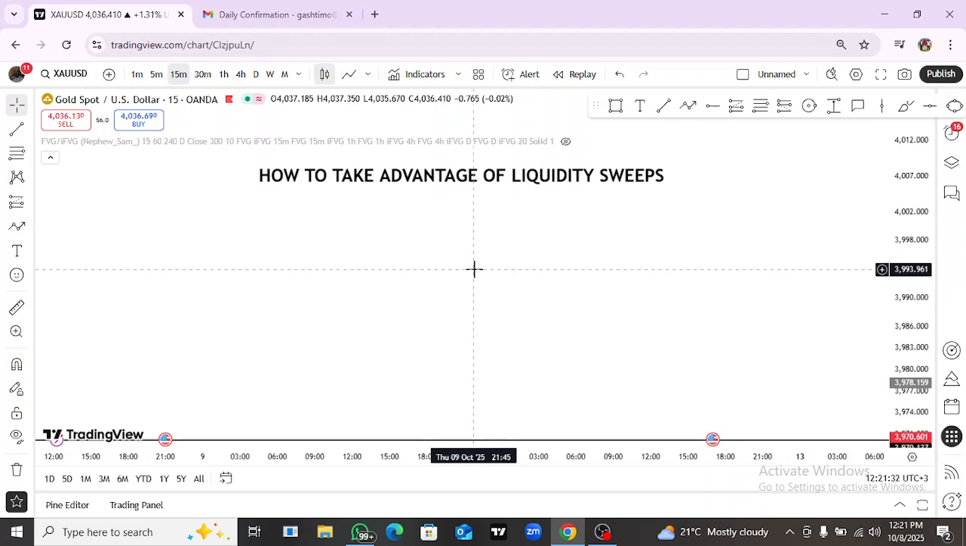We have the retailers, then we have the whales. The whales will make sure that they have manipulated the retailers in order to get more liquidity, which is your money, so that price can go into the direction that it wants to go. And us as retailers, we should know how to take advantage of that, how to move with the whales. That is exactly what I want to teach you today.